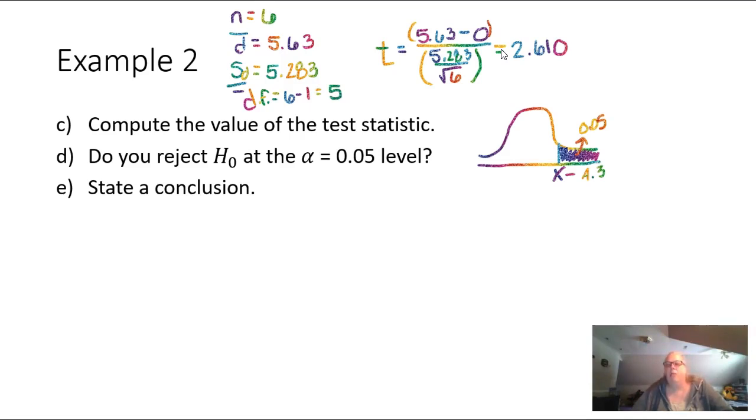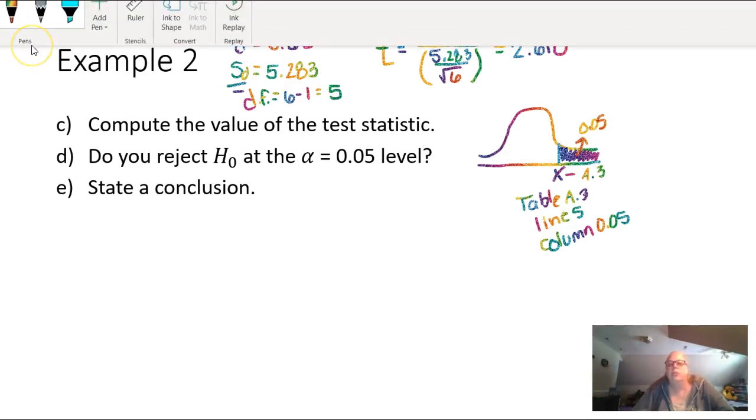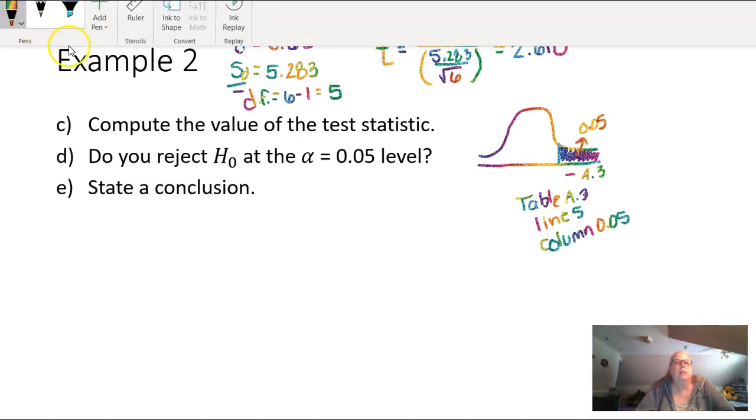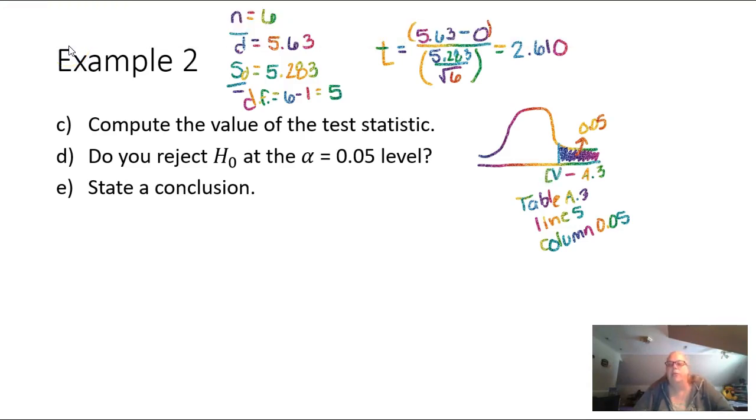All right, if I want this number right here, on table A3, I am going to be looking at line 5 and column 0.05, and I'm going to try and see where those two intersect one another. And that's going to be my critical value right here. I guess I should have called that CV instead of calling it X. So let's change that. This is going to be my critical value right here.